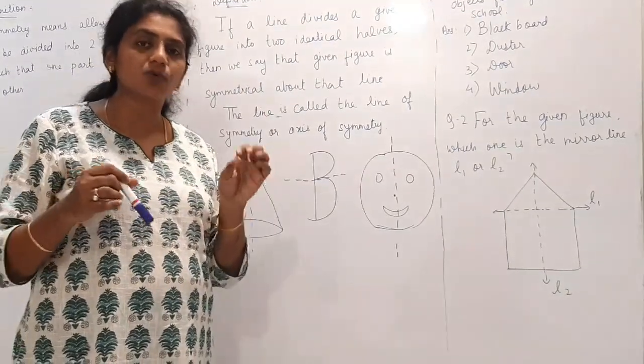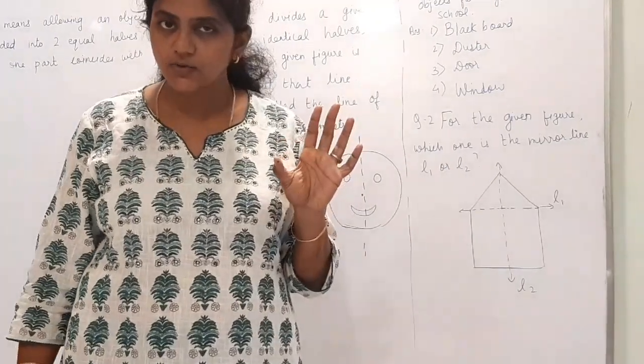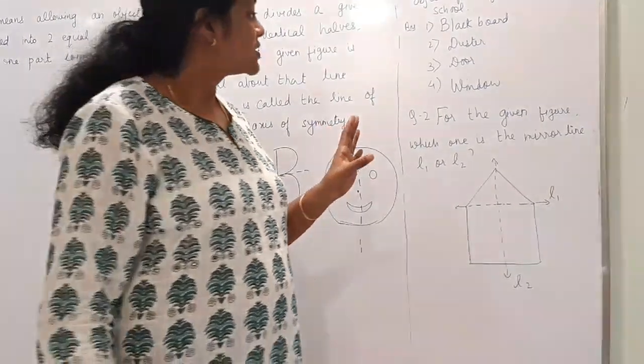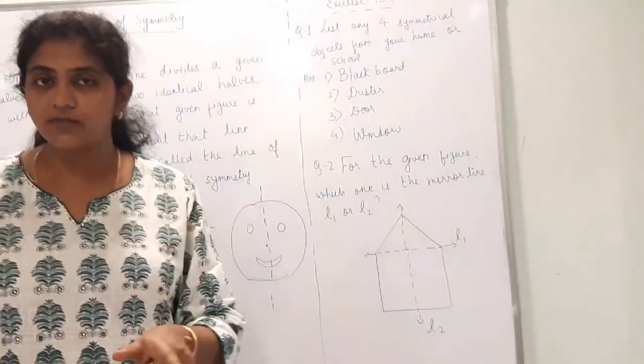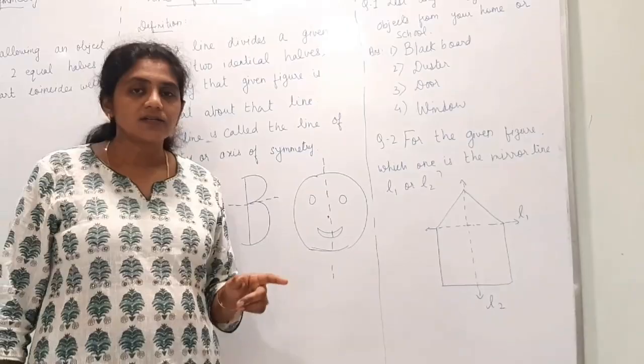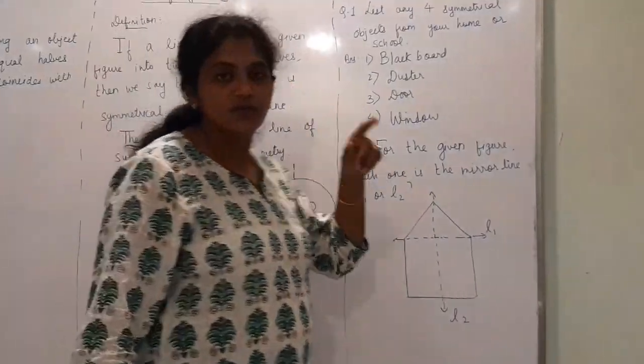This exercise is the only one given in this chapter, so I will be going very fast. We have done it in class 5th: how to find the line of symmetry of a given figure. Right? So starting with exercise 13.1, question 1.